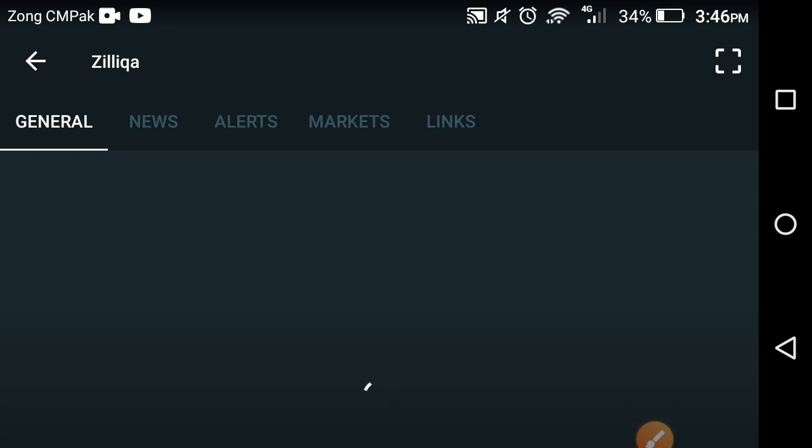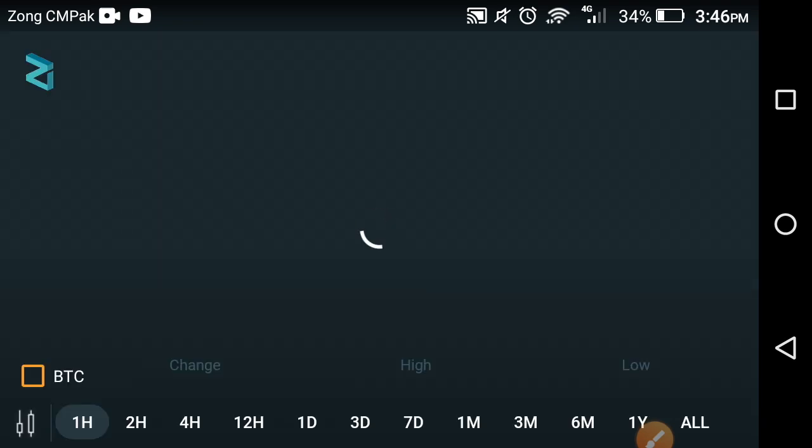As you can see now on the screen, friends, that is the live price prediction of the previous last one day. What's the change going on in Zilliqa.